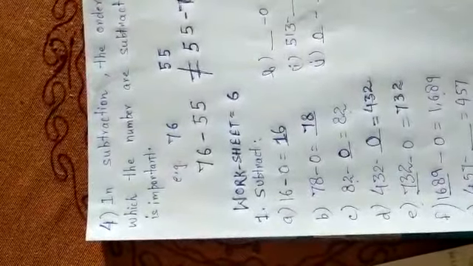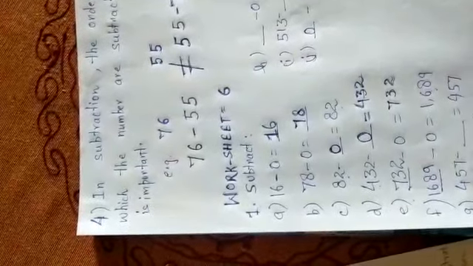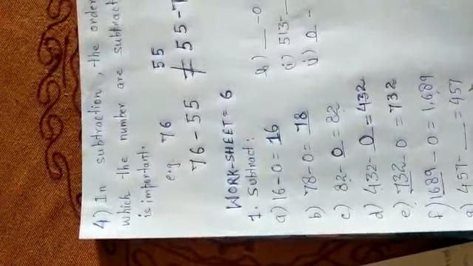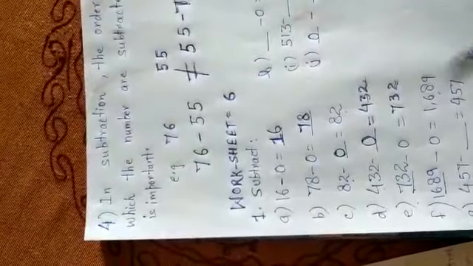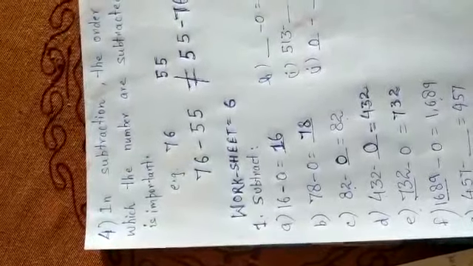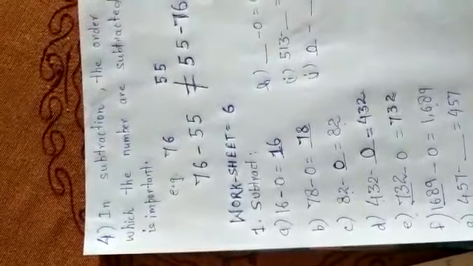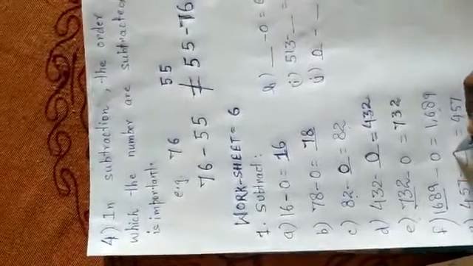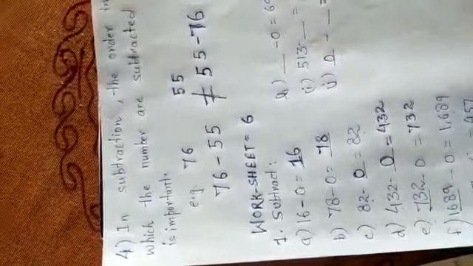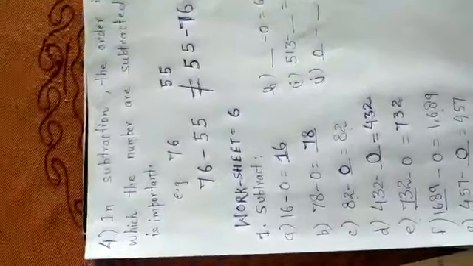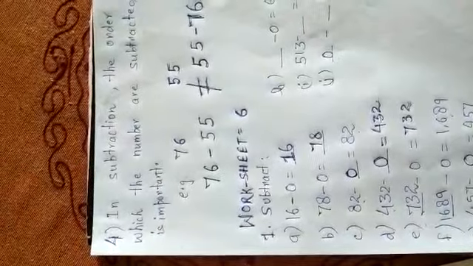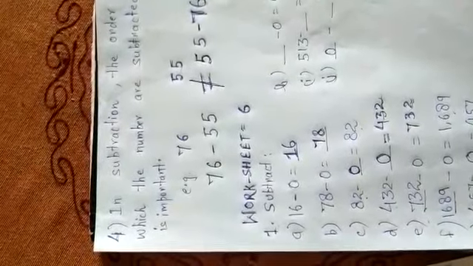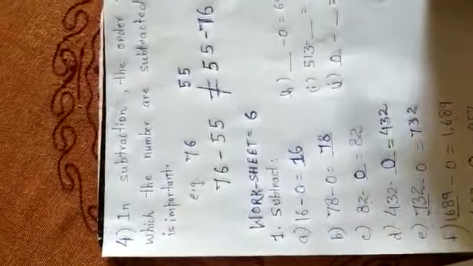Now come to G. 457 is subtracted with what to get 457? We know the property that when a 0 is subtracted from a number, then the difference is the number itself. So here 0 is subtracted from 457 to give the difference 457.